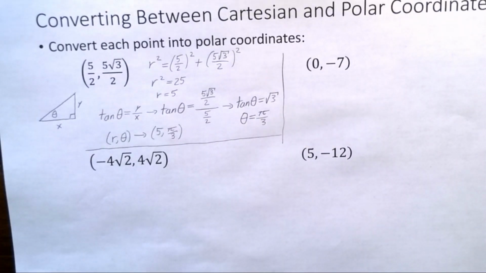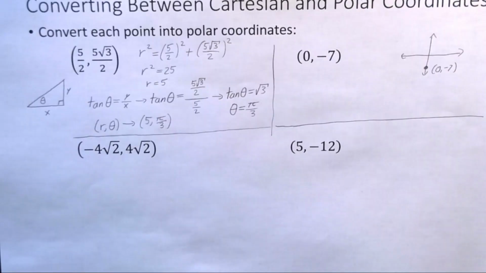So we now have converted the point 5/2, 5 square root 3 over 2 into polar coordinates, and the result is 5 comma pi over 3. Now let's look at the point 0 comma 7, as this presents a bit of a different challenge. At times it can be helpful to sketch a point that is in Cartesian coordinates when converting it to polar coordinates. In this case, it lies right on an axis.